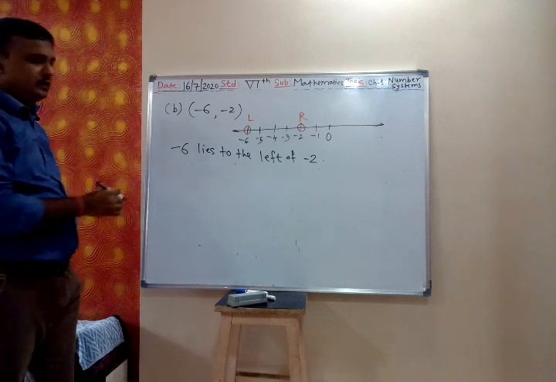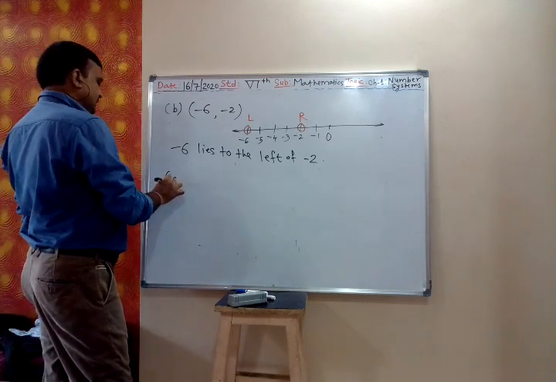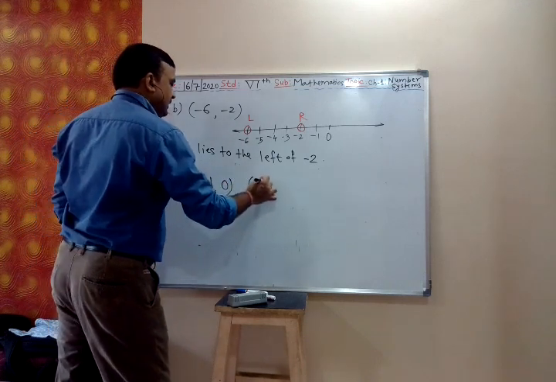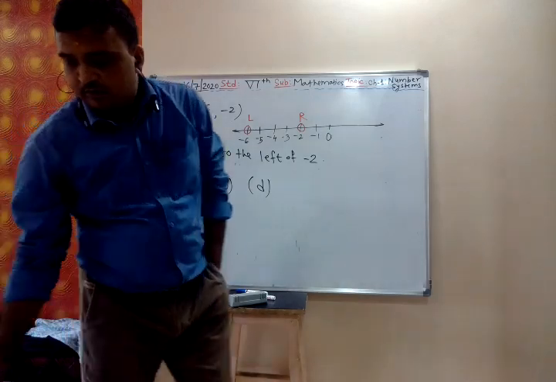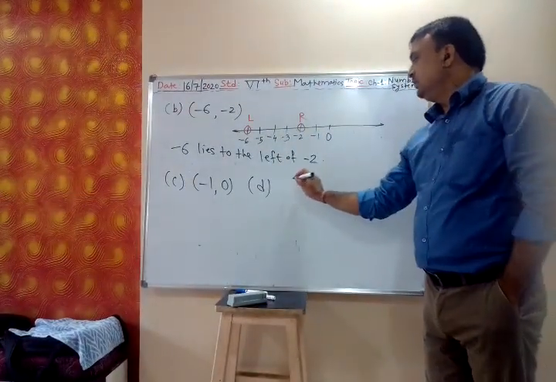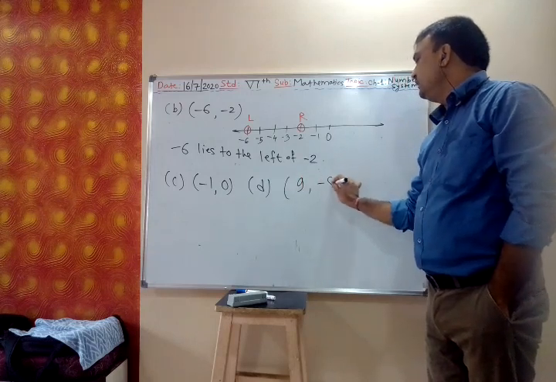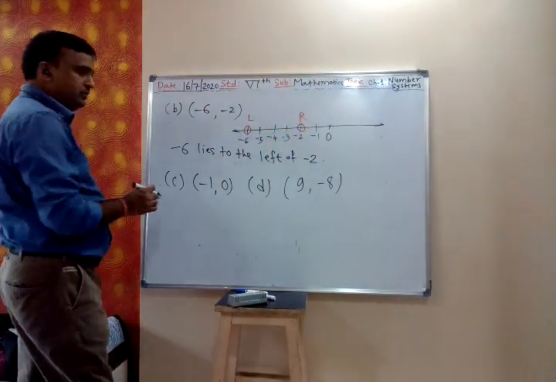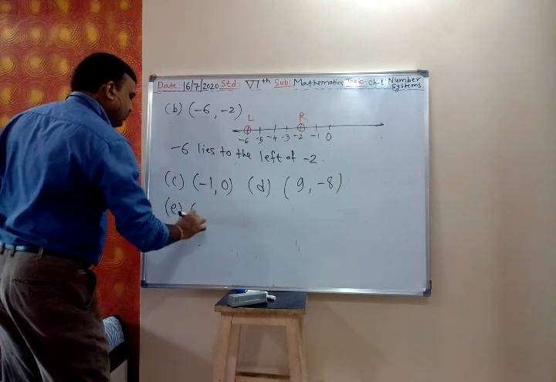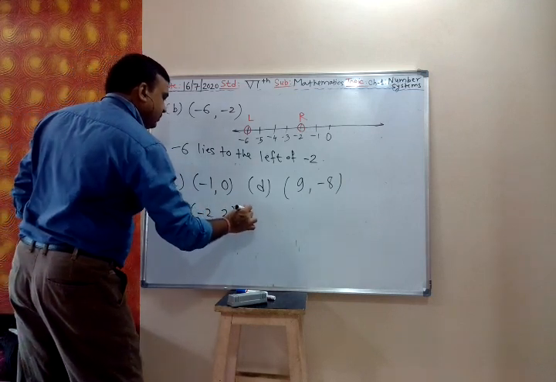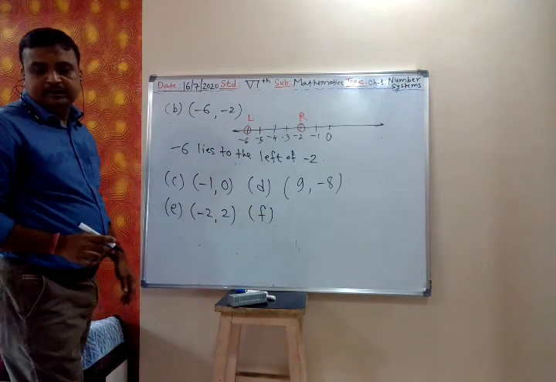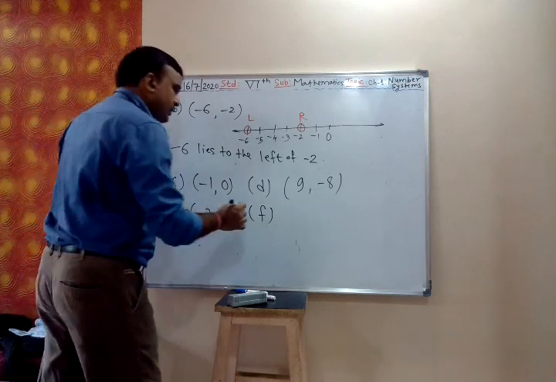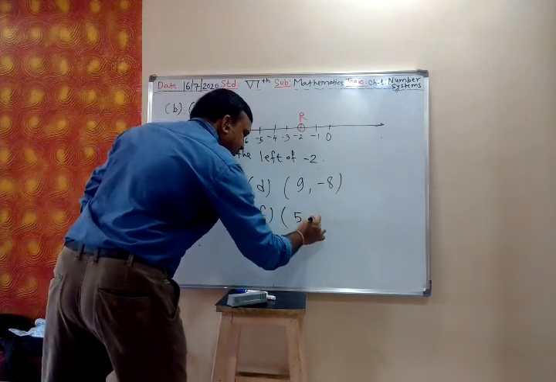Then C part, minus 1 comma 0, D part, 9 comma minus 8, then E part, minus 2 comma 2, and F part, 5 comma minus 55.